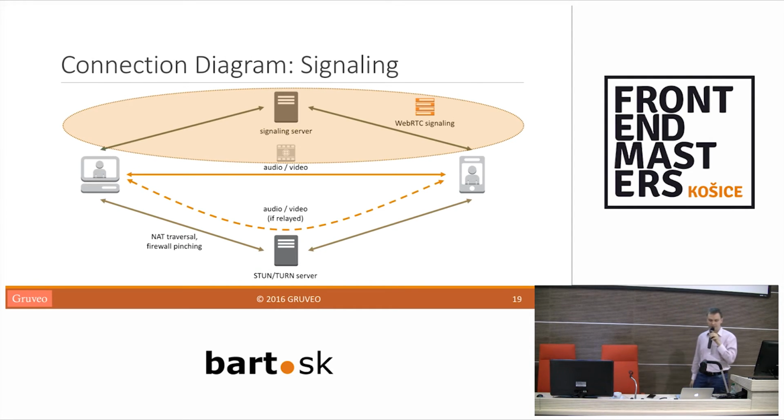So here's the place of the signaling in the overall connection diagram. You see on top there is a signaling server, and that enables the messages to travel between peers before a peer-to-peer connection is established, or even during the call, during the session.